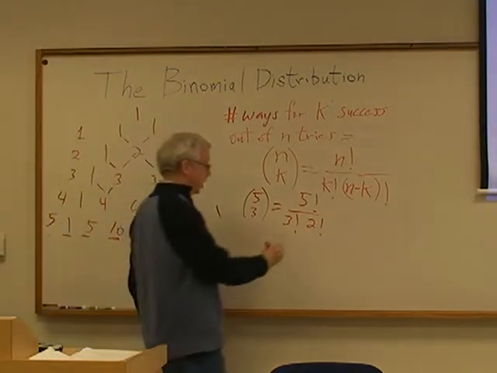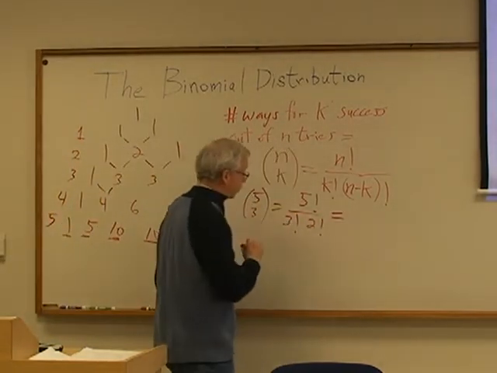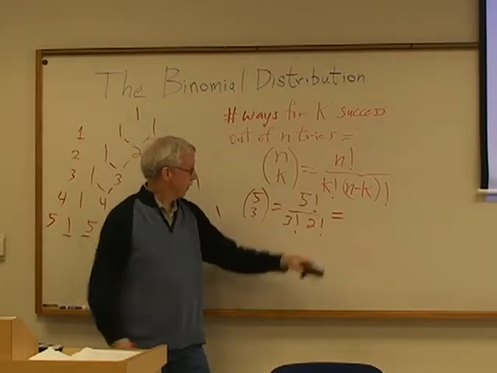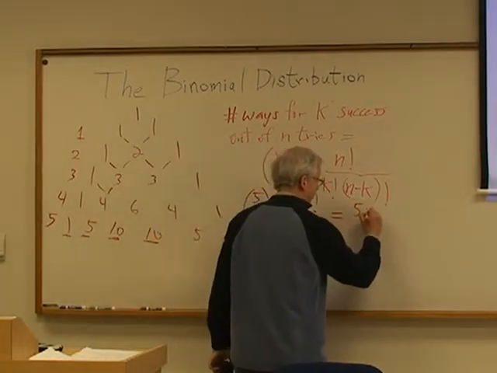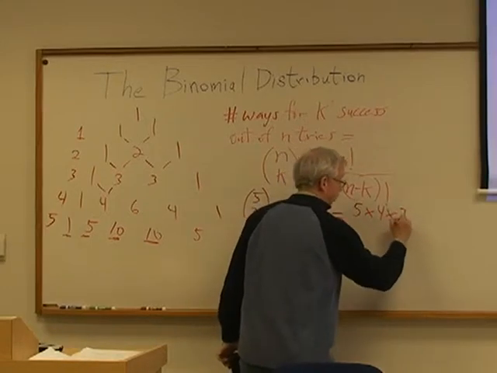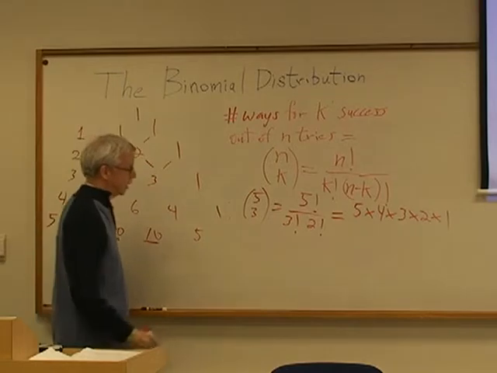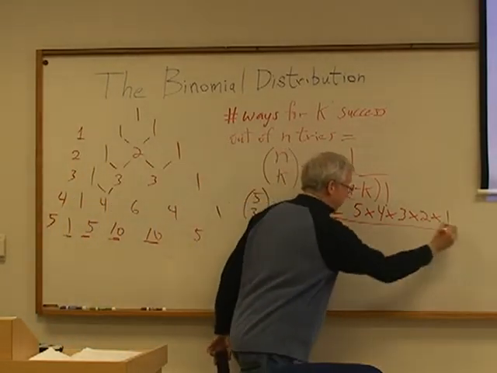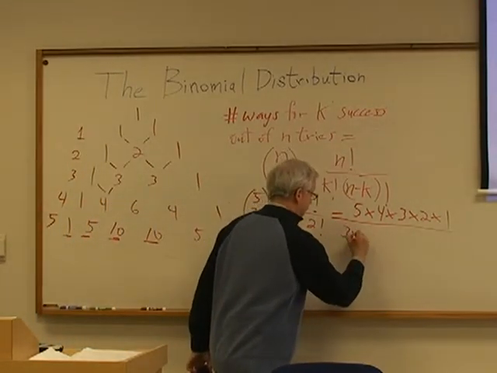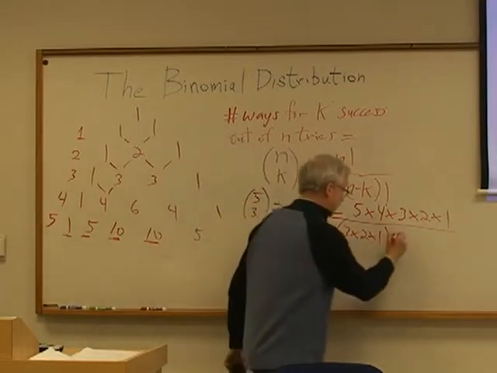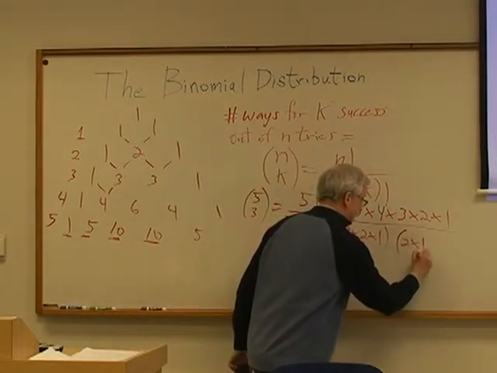Well, what does factorial mean? You may have not seen this before. When I say factorial, I mean multiply all the numbers down from that point. 5 times 4 times 3 times 2 times 1. That's 5 factorial on the top. What would be 3 factorial? Well, it's 3 times 2 times 1. And 2 factorial is 2 times 1.